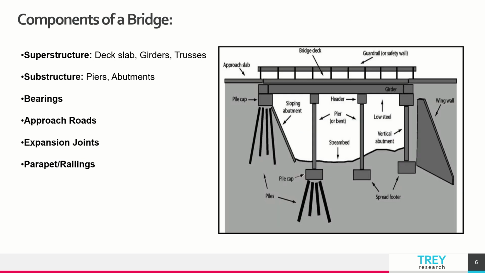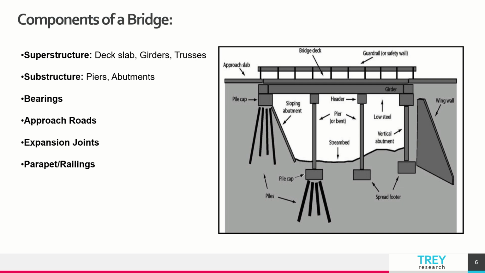Coming to the main components of a bridge, it is divided into superstructure and substructure. In the image, we can see deck slab, girders, and trusses. In substructure, we can see piers and abutments. Then we can see bearings, approach roads, expansion joints, parapet, and railings. These are all various components which we see in bridges.